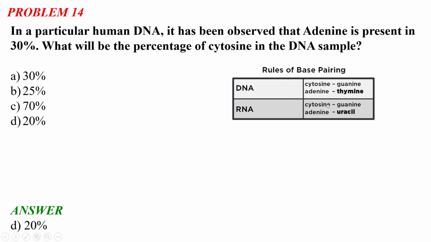So, this is the rule of the base pairing for the DNA and RNA. Cytosine is paired with guanine, adenine is paired with thymine in case of DNA. In case of RNA, the cytosine is paired with guanine and the adenine is paired with uracil.